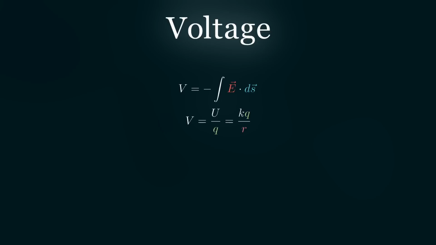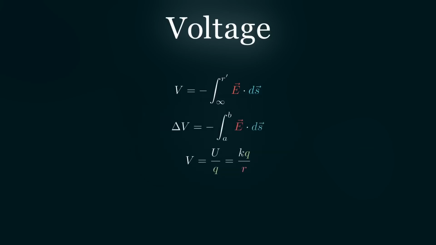So that means that if we take some charge in the electric field and we move it against the electric field, we create voltage or electric potential, because now the charge has the ability to flow along the field back in the direction it came from. If we want the absolute voltage, we'll have to do the same thing where we go from infinity to our radius r prime. But if we just want the change in voltage between two locations, then we could just go from location A to location B.